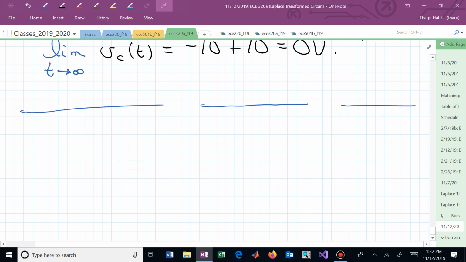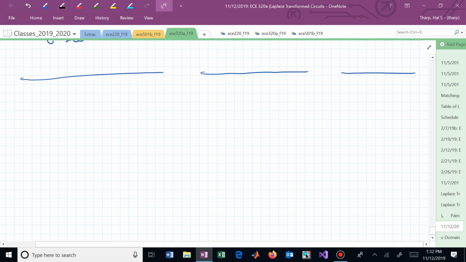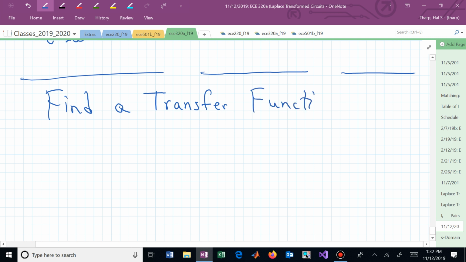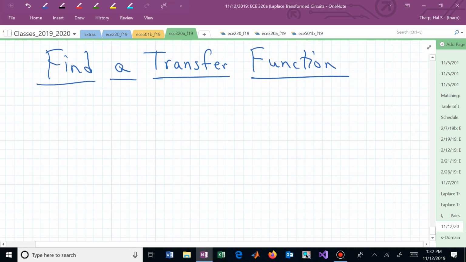Let's find a transfer function. They're hiding everywhere, aren't they? So let's now find a transfer function. And you have no idea what I'm talking about if you are just listening to this, but that's your motivation to come to class.